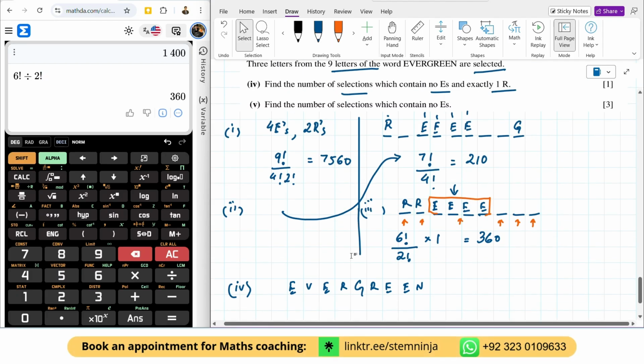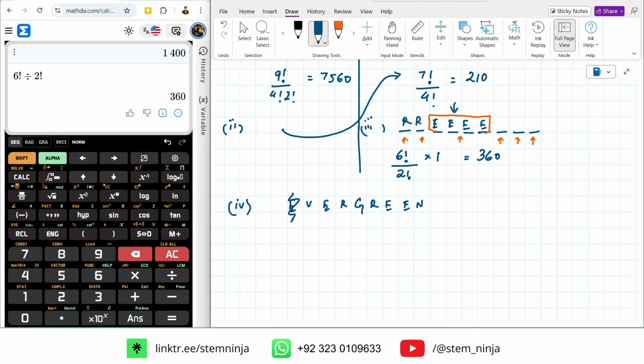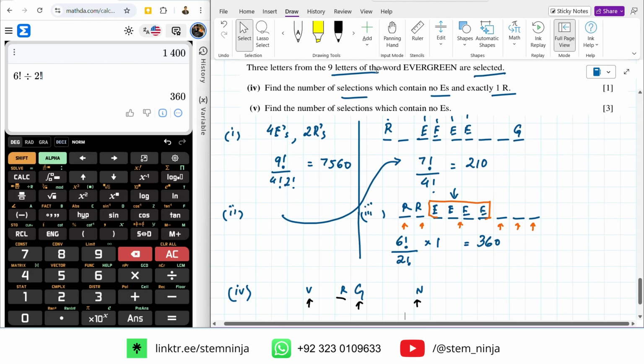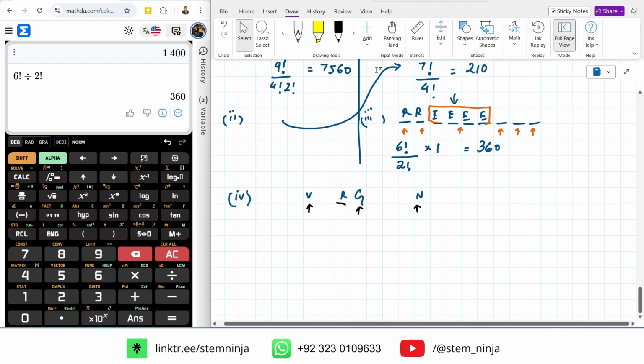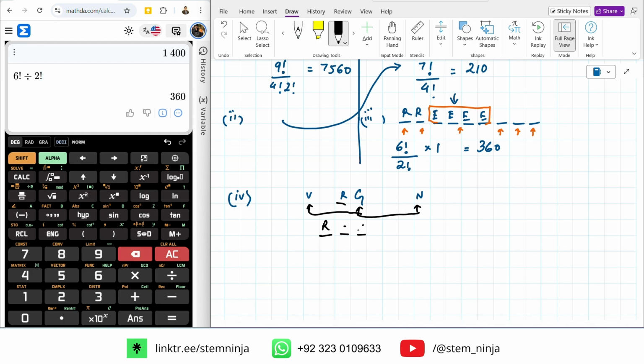So no E's, no E's, no E's, and exactly one R. So if R has been selected, we are selecting from V, G, and N. 3 letters, right? So we need 1, 2, 3. R has already been selected, so it could be V, G, or N that come over here.